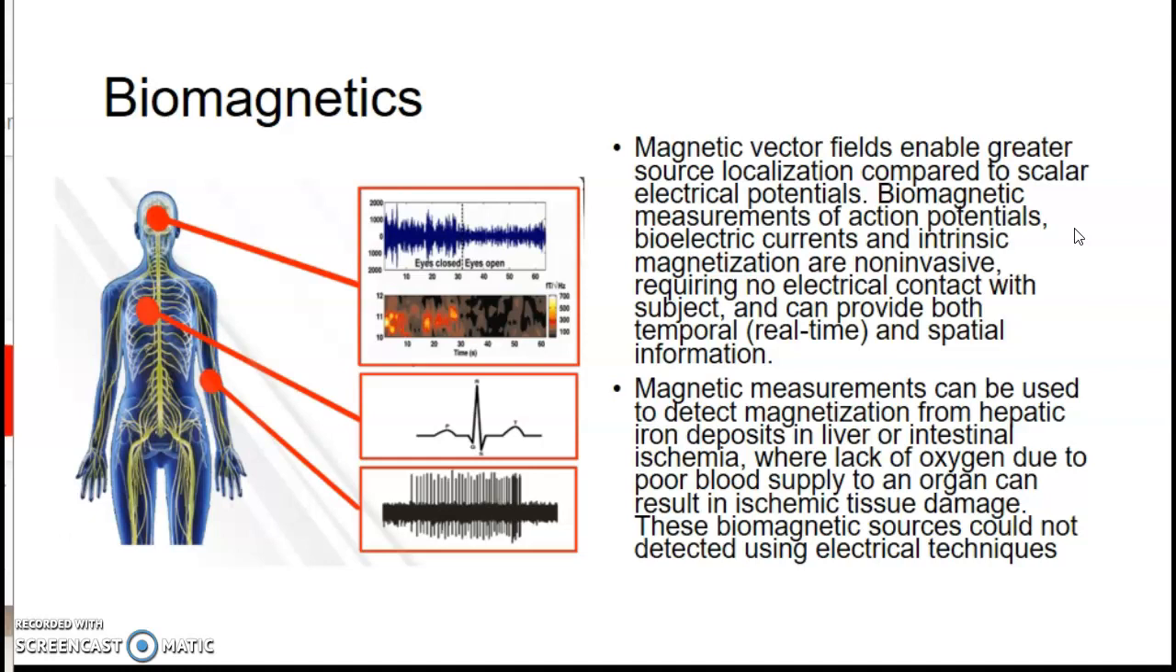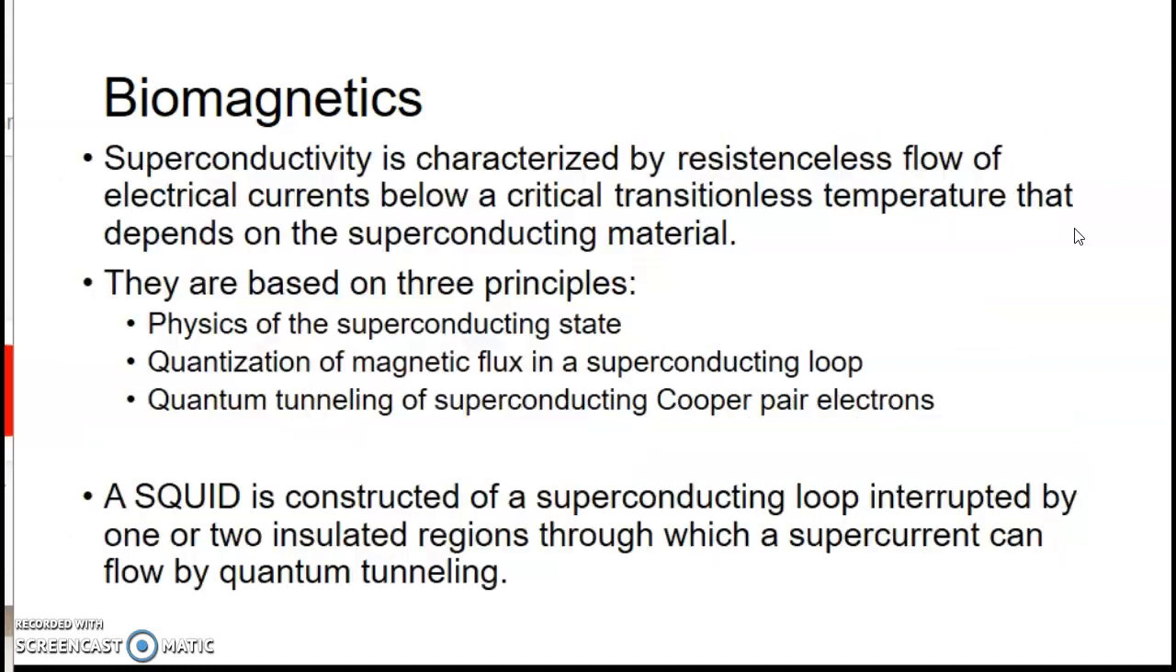Biomagnetic measurements of action potential, bioelectrical currents, and intrinsic magnetization are non-invasive and require no electrical contact with the subject, and can provide both real-time and spatial information. So again, because we're measuring vector fields as opposed to these scalar electrical fields.